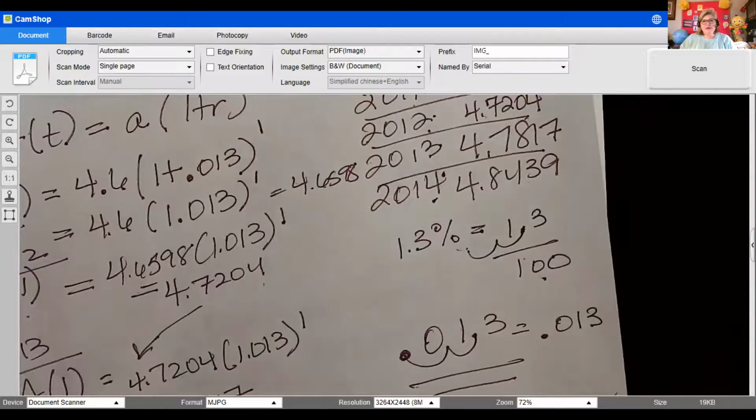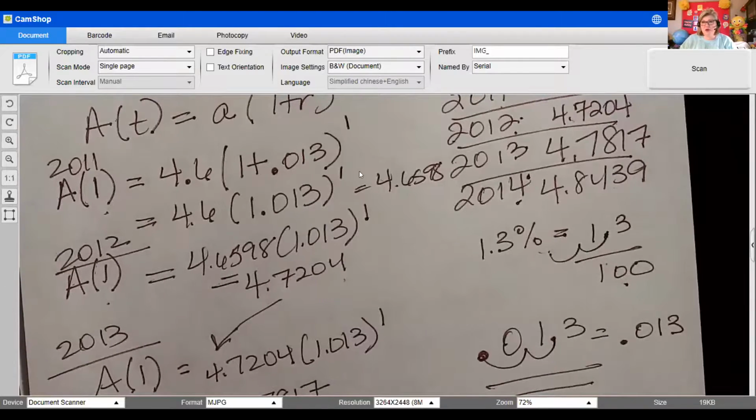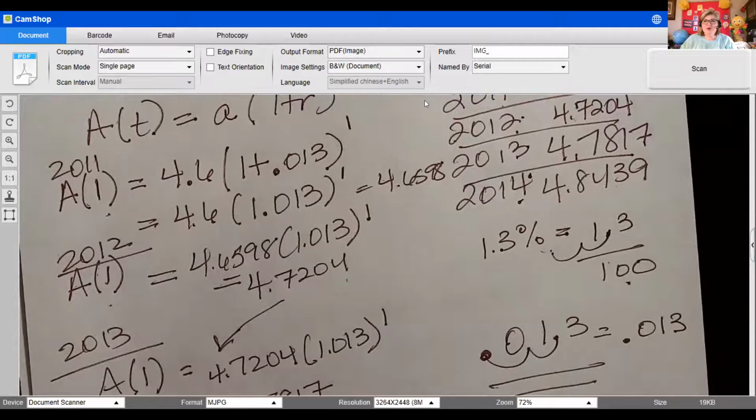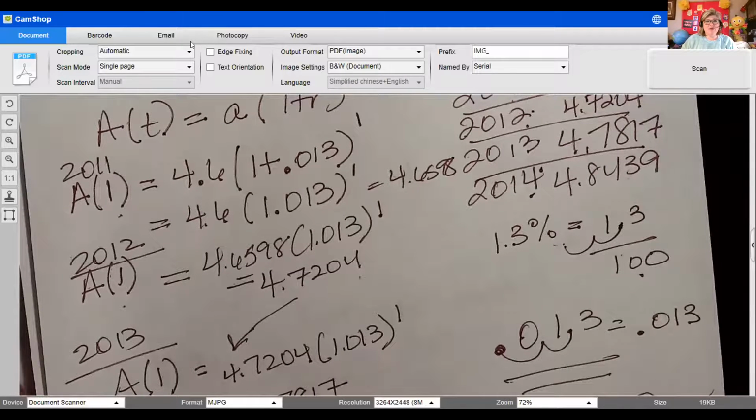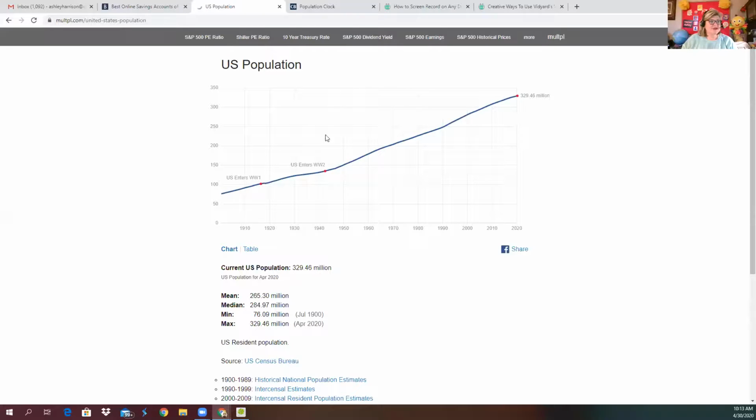You may wonder, how does this compare to population growth over the US? And we could even look at the world. One of the things I like to look at in real life scenarios is this screen right here that shows you the population growth from essentially the 1900s all the way up to 2020. So there's your population growth.